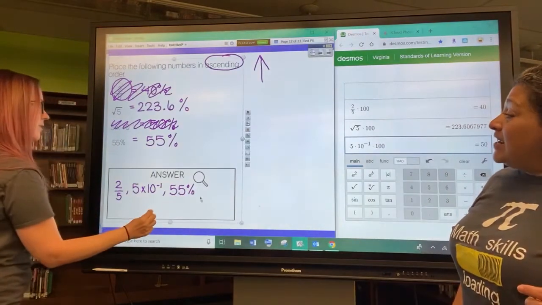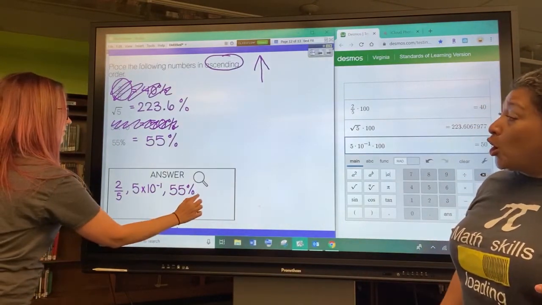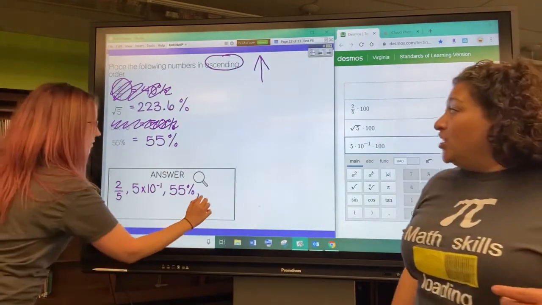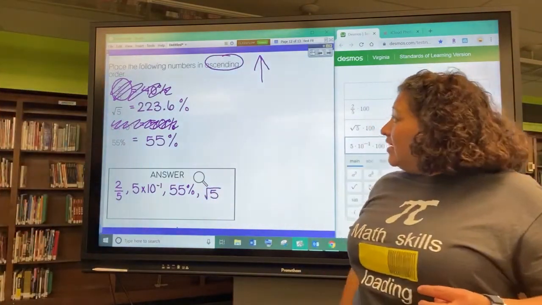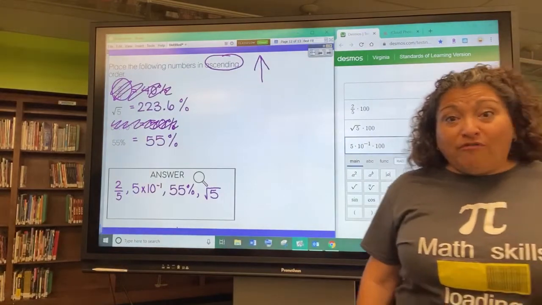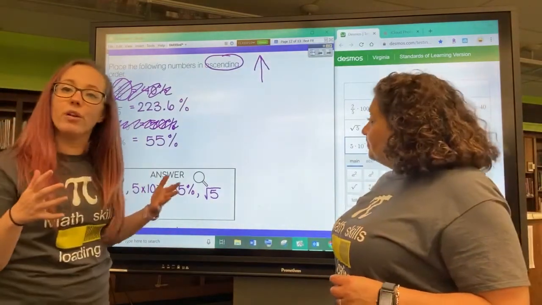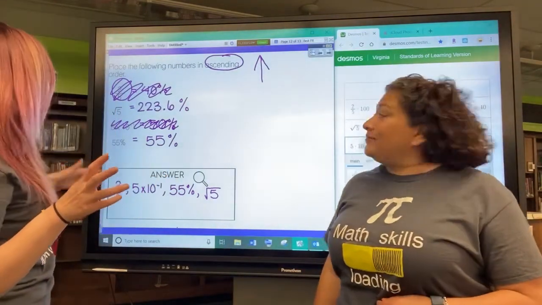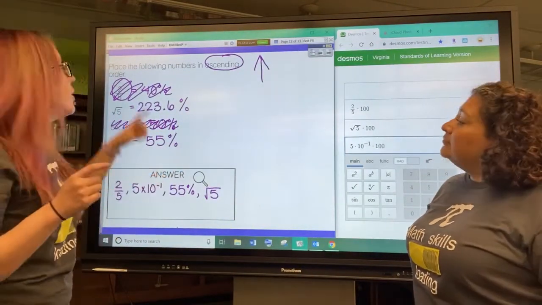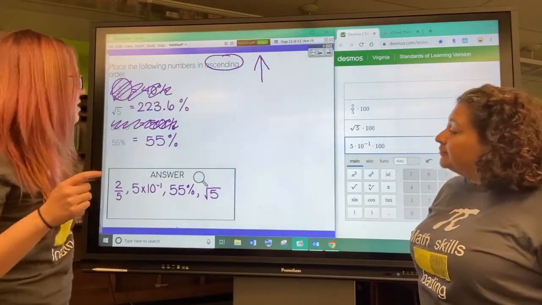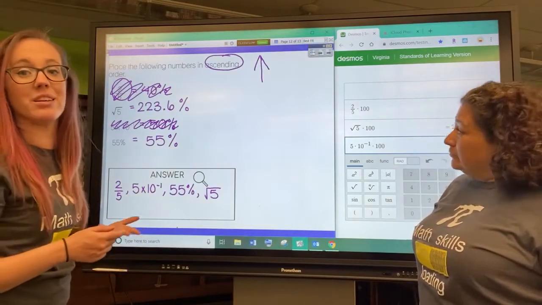And last but not least, our largest was 223.6%, which is the square root of 5. So even though all of these were written different in the beginning and they all have 5s in them and it might have gotten kind of confusing, once they're written as percents, putting them in order was pretty easy.